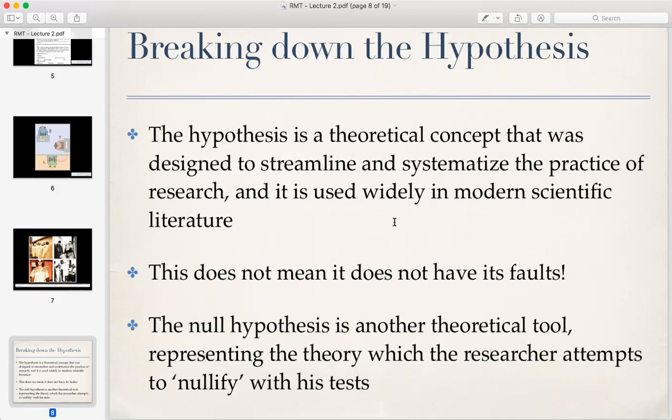So again, there are all these theoretical tools that you guys have. But the point is to use them well and to understand each of them. For now, let's focus on the standard hypothesis when we're talking in the future. But I want to reiterate that the hypothesis is not this mystical concept. It's a tool that you guys have.